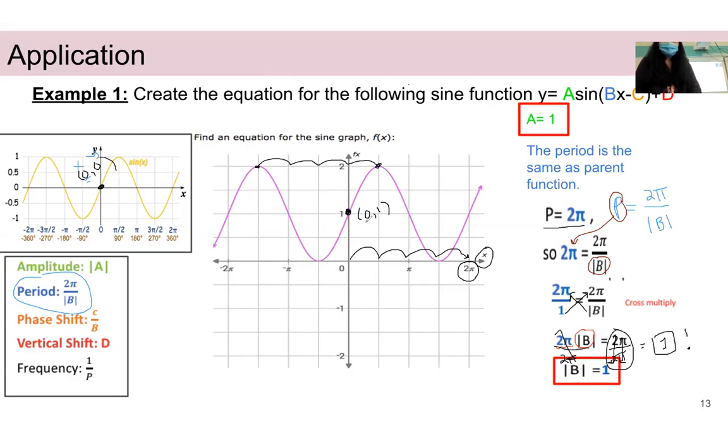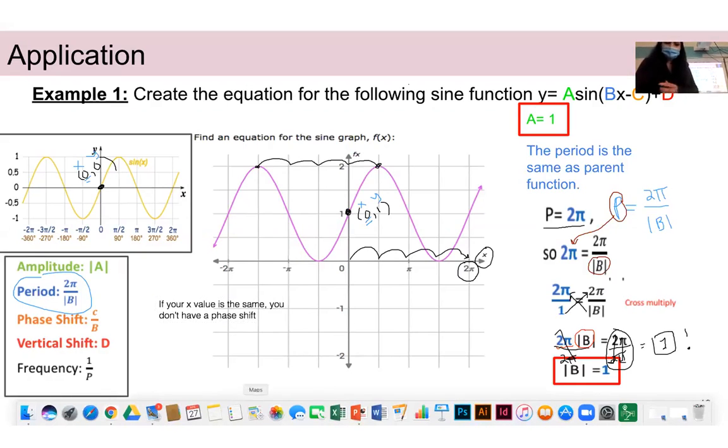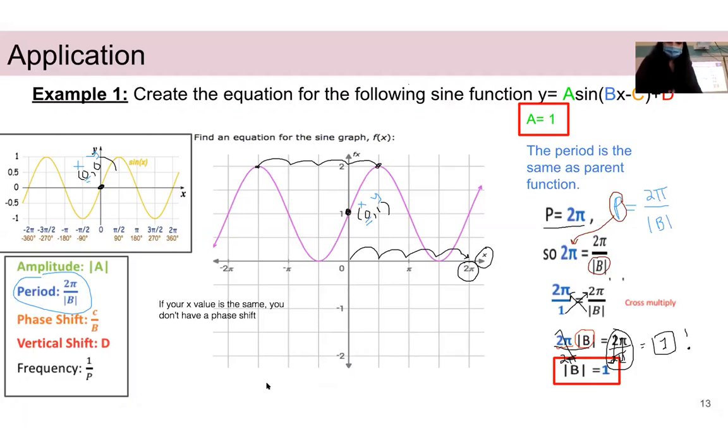If your first number is the same, notice how x is still 0. You do not have a phase shift. So maybe we should type that out. If your x value is the same, you don't have a phase shift. And thus, you don't have to do all that extra work. You don't have to use the formula, because you could simply say, since there's no phase shift, we have that your C is equal to 0.